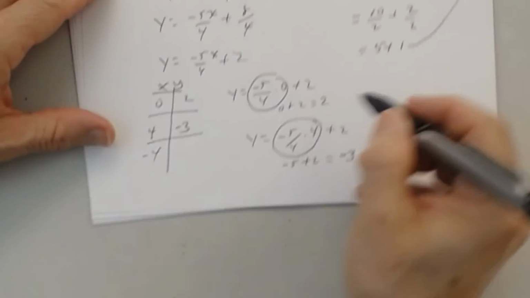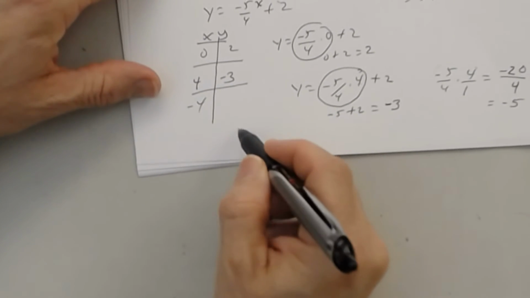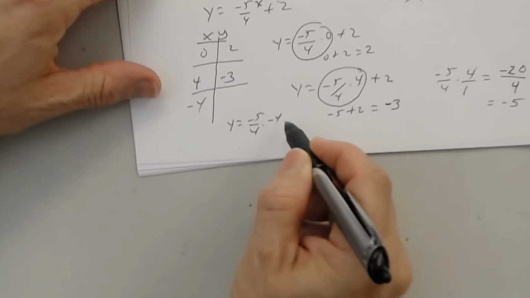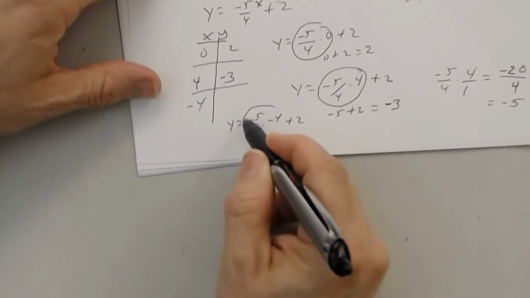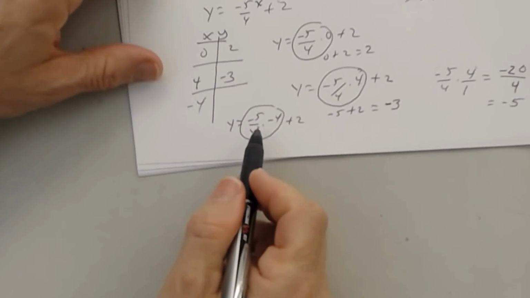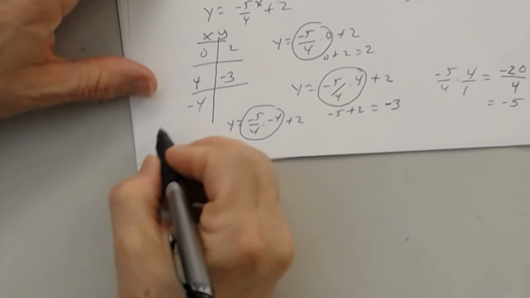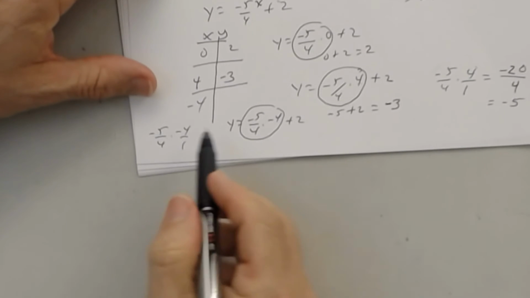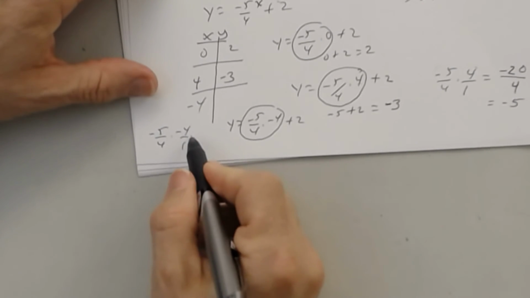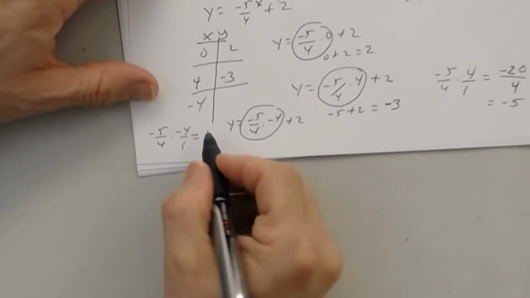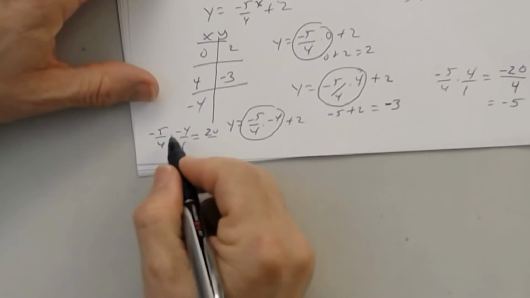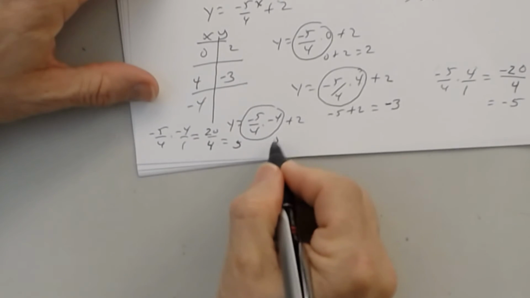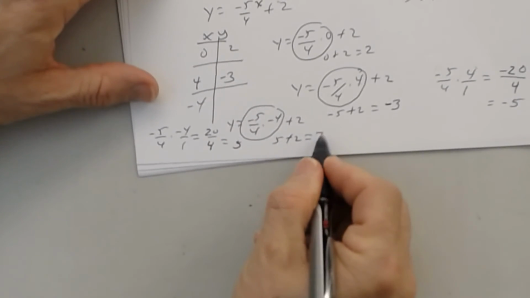Okay, with -4 you have y equal to -5/4 times -4 plus 2. Let's figure out what -5/4 times -4 is. So -5/4 times -4/1. A negative times a negative is a positive. What's -5 times -4? What's 4 times 1? And what do you get? 5. So that becomes 5 plus 2, which is 7.